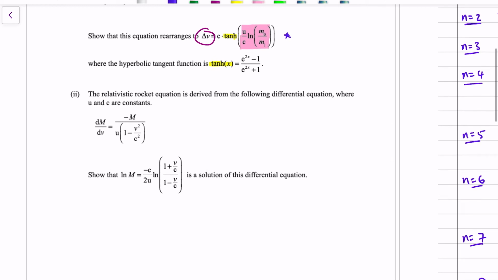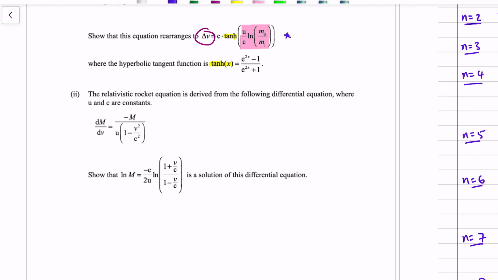Okay, last part. The relativistic rocket equation is derived from the following differential equation, where u and c are constants. And so we've got this equation, and we're asked to show that log of m is equal to that messy stuff is a solution to the equation.